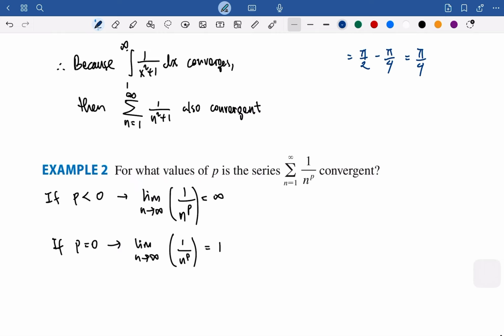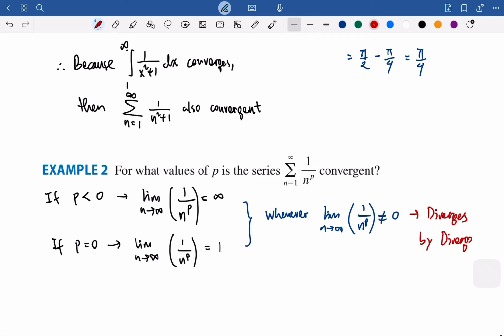And by this too, so in either case, whenever the limit is not equal to 0, we know that the series diverges by the divergence test, right?